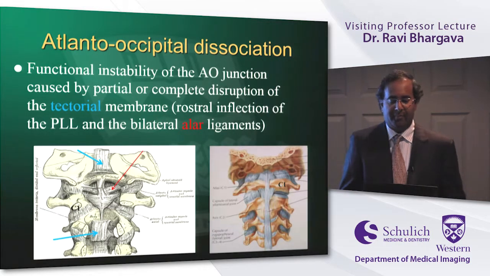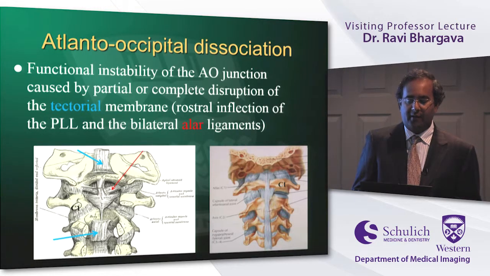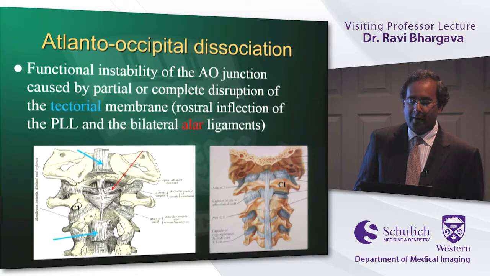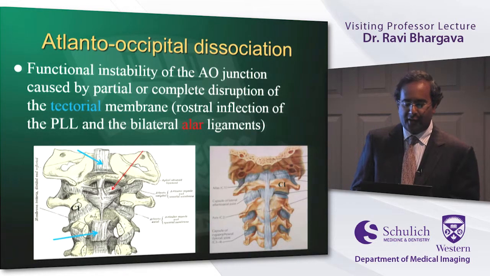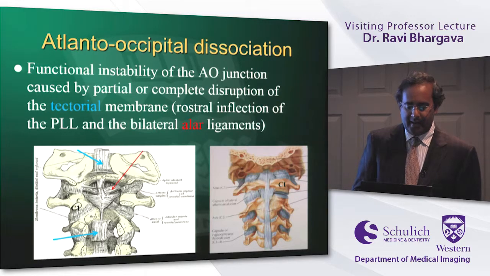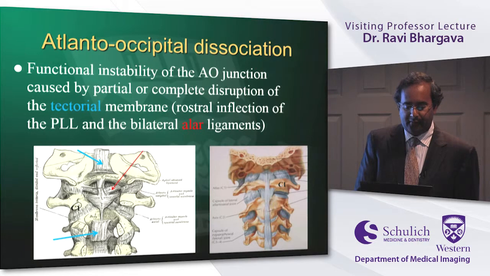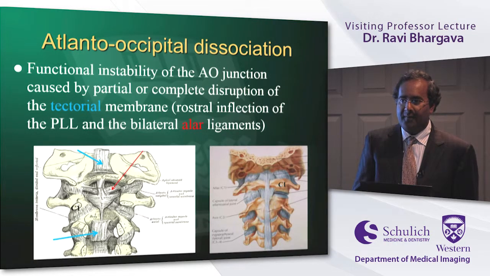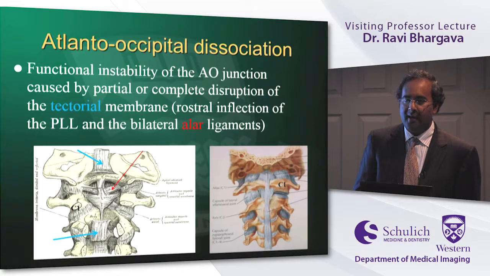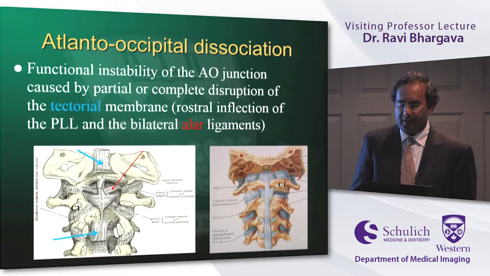And dissociation is basically due to instability of the atlanto-occipital junction, and it's caused by partial or complete disruption of the tectorial membrane, that rostral inflection of the posterior longitudinal ligament, and the bilateral alar ligaments. So here are a couple of drawings. The tectorial membrane's been cut, and you can see it outlined in blue on top and bottom, and it's a very thick membrane. It really does work well in keeping your head attached to your spine. And in addition, there are alar ligaments on either side that also aid in keeping these together.